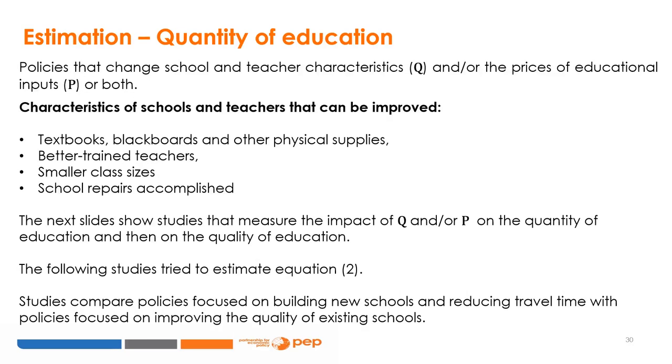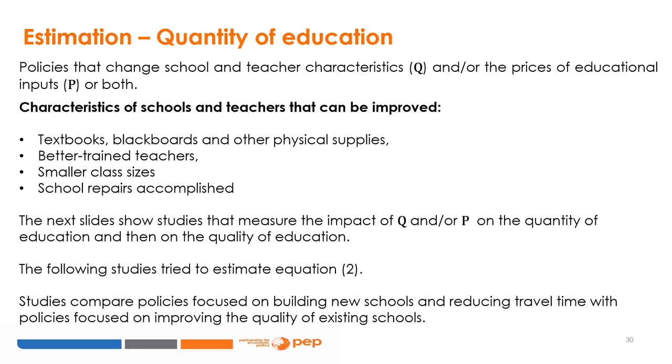We will now analyze policies that change school and teacher characteristics, Q, or the prices of educational inputs, P, or both. Characteristics of schools and teachers that can be improved are textbooks, blackboards, and other physical supplies, as well as better trained teachers, smaller class sizes, and/or providing school repairs. The next slides show studies that measure the impact of Q and/or P on the quantity of education, and then on the quality of education.